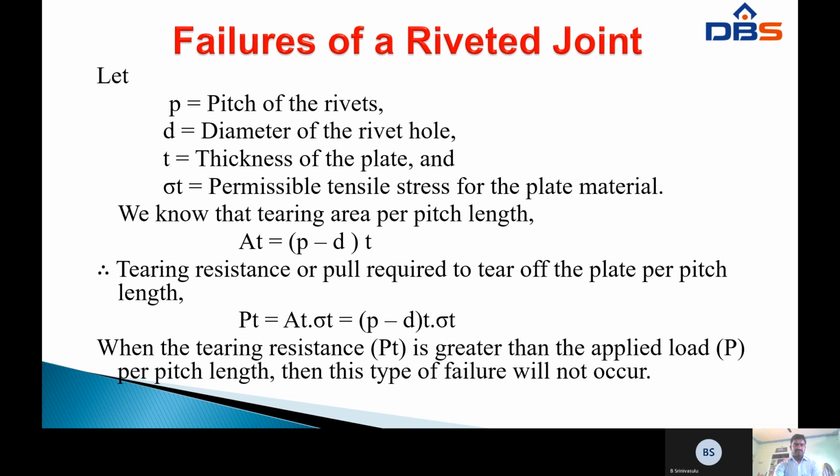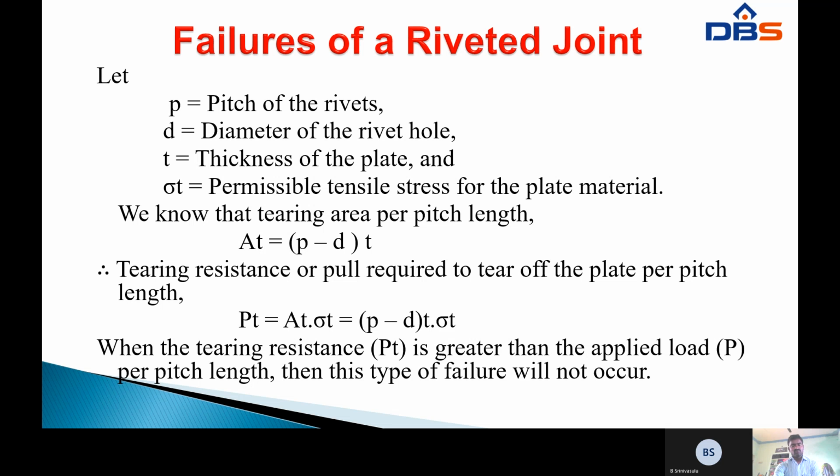Failures of a riveted joint. Let p equal the pitch of the rivets, d equal the diameter of the rivet hole, t equal the thickness of the plate, and sigma t equal the permissible tensile stress for the plate material. We know that the tearing area per pitch length, At, equals (p minus d) into t.